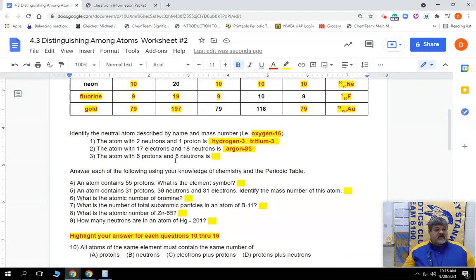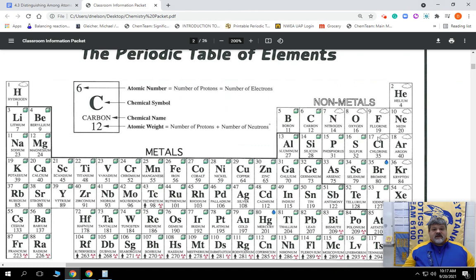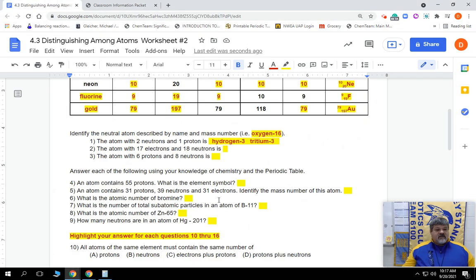We have 6 protons and 8 neutrons. Oh, excuse me. On this one up here, I misread this, but remember, that's the number of protons. So let's go back and find the number of protons, because I think I made a mistake on this one. So let's get rid of this one. Let's go back. I have 17 electrons, which means I have 17 protons. So let's go back. 17, that's chlorine. Good thing we double check those things. So that's chlorine.